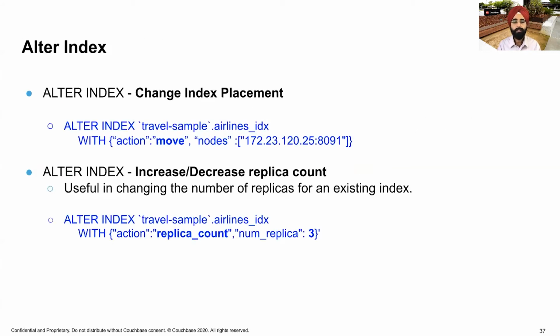Another important aspect of manageability is alter index. Alter index allows an administrator to do many things. The most common operations are changing the index placement. So for example, like we discussed before, if an index is required to be moved from one node to the other, then alter index can be used.